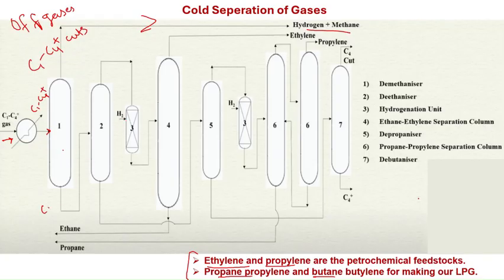Okay. So what is left here? The C2 to C4 plus cut is given off from the bottom portion, which goes into the de-ethanizer. What happens is the de-ethanizer will give C2 cuts from the top and C3 to C4 plus cuts from below. The C2 cuts may contain ethane as well as ethene.